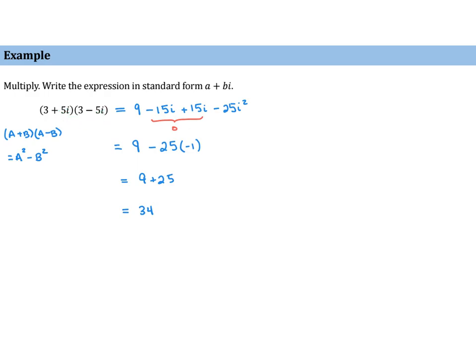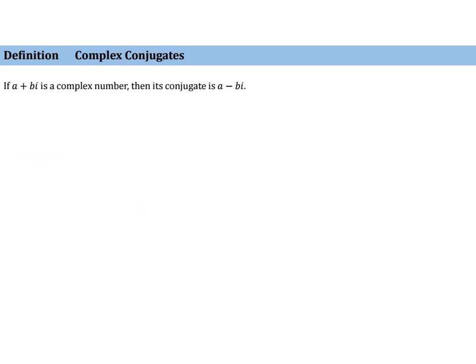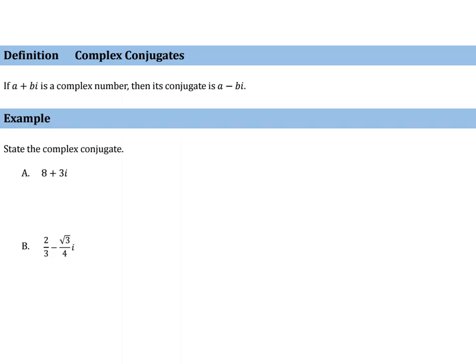This leads to an important conversation about complex conjugates. So whenever you have two complex numbers, and the only thing that is different between the two complex numbers is the sign in between them, so a plus bi and a minus bi, those are complex conjugates. So if we have 8 plus 3i and we want to state the complex conjugate, the conjugate will be 8 minus 3i. If we have 2/3 minus the square root of 3 over 4i, the complex conjugate is 2/3 plus the square root of 3 over 4i.